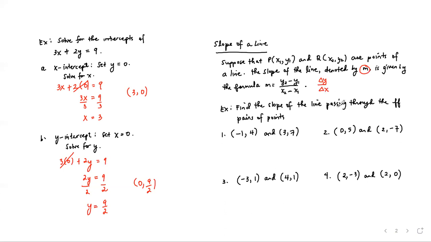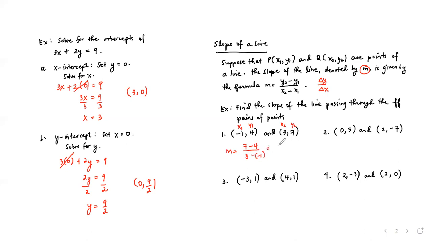Now let us find the slope of the line passing through the following pairs of points. First, we have (negative 1, 4) and (3, 7). So in here, we can set negative 1 as x sub 1 and positive 4 as y sub 1. And then we have x sub 2 equals 3 and y sub 2 equals 7. So to solve for the slope, we just substitute these coordinates into the formula, and we get 7 minus 4, which is y sub 2 minus y sub 1, divided by x sub 2, which is 3, minus x sub 1, which is negative 1.